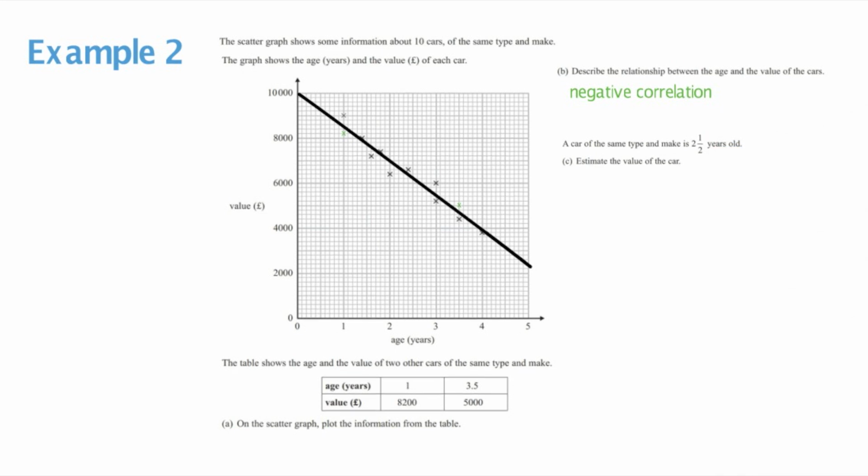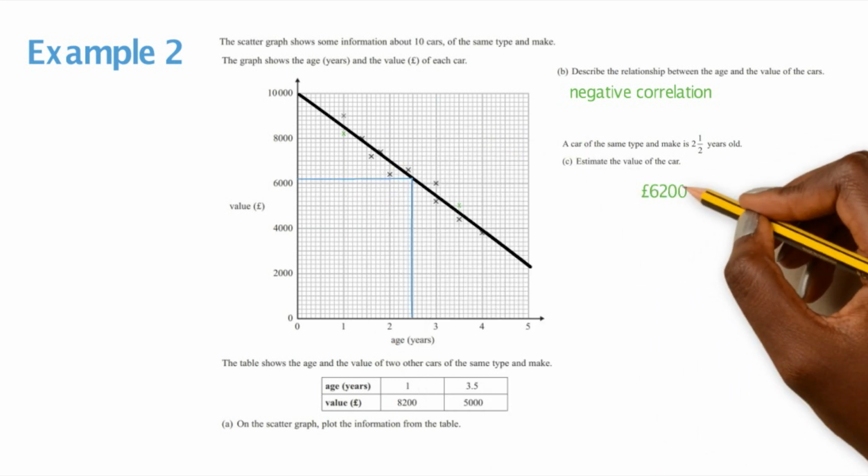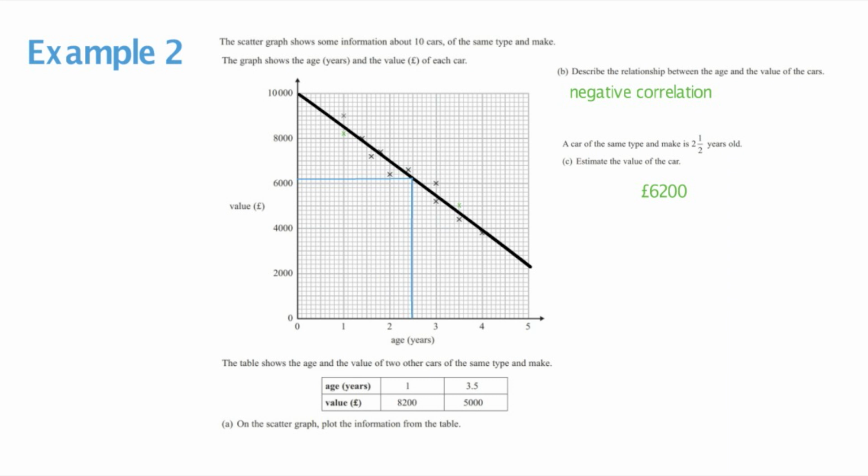Then it says estimate the value of the car. We've already drawn our line of best fit, so that's fine. So we just need to draw up and across, and that's an estimate of £6,200. So I hope you're noticing the common trend with these types of questions.